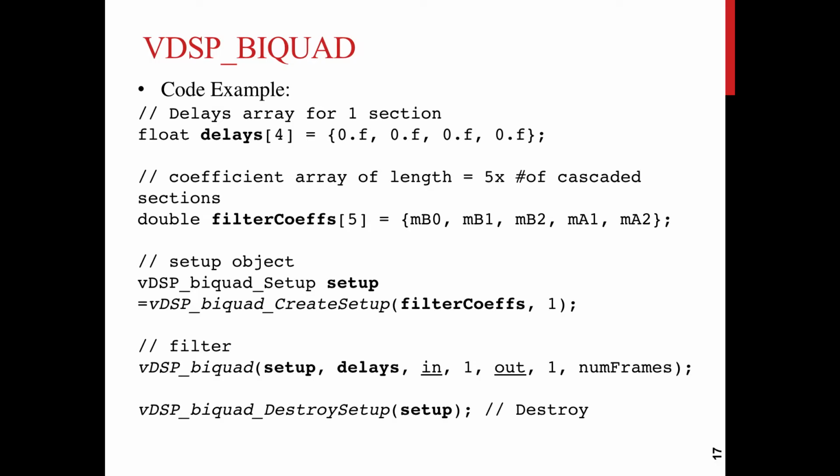So what's the type? The type is vDSP_biquad_Setup. The object name we're just calling setup. And that equals the output of this function.